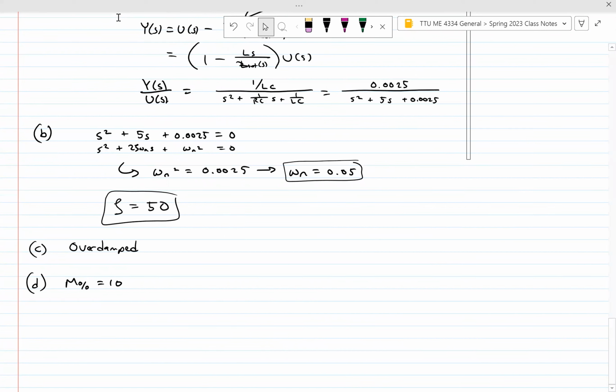What are your guys' ideas? Yeah. Okay, good. So we had a formula already. Zeta was equal to, I think I told you guys this one is important, 100 over max percent overshoot divided by the square root of pi squared plus that same natural log squared.